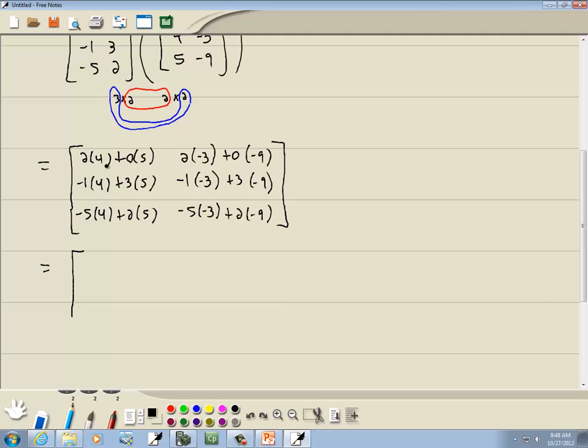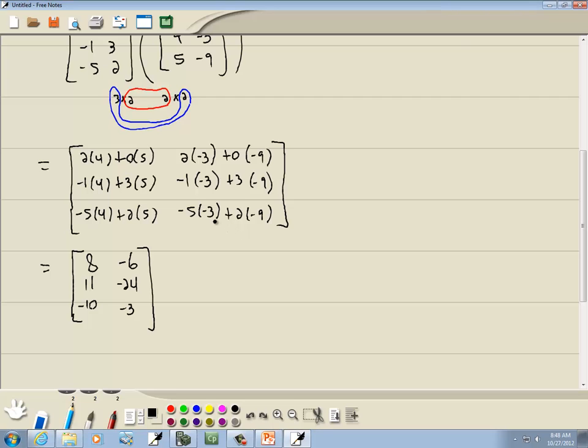Well, 0 times 5 is 0, 2 times 4 is 8. This gives us 0 times negative 9 drops away, so we got negative 6. This is negative 4 plus 15, which gives us 11. This is 3 minus 27, which is negative 24. Negative 20 plus 10 is negative 10. This gives me 15 minus 18, which is negative 3. Assuming I didn't make a math error. Let me double check it. And looks right.